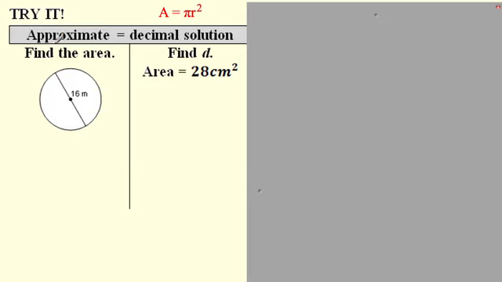Two ways we're going to do this. We're going to find the approximate, which means give me the decimal. So if area is pi r squared, the diameter is 16, so I know this is 8 and 8, so just cut it in half. Radius is half the diameter. So if I'm finding this and I want to find the decimal, I'm going to say it's pi times 8 squared. So to find the area, 8 times 8 is 64. We're saying that's 64 pi.